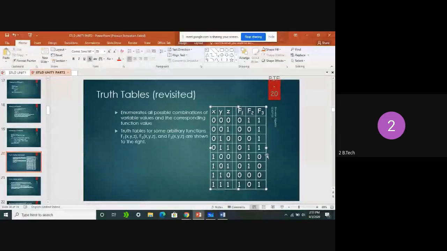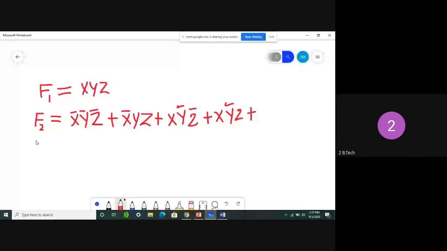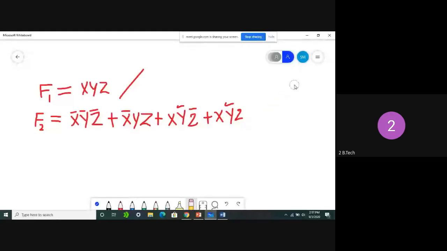Similarly, for f3, how many combinations are there? 1, 2, 3, 4, 5 combinations. So for f3 also, can we write the Boolean function? Yes, sir. So this is the Boolean function for f1, and this is another Boolean function. Here no more combinations are there for f2. So can we write for f3 now? For f3.